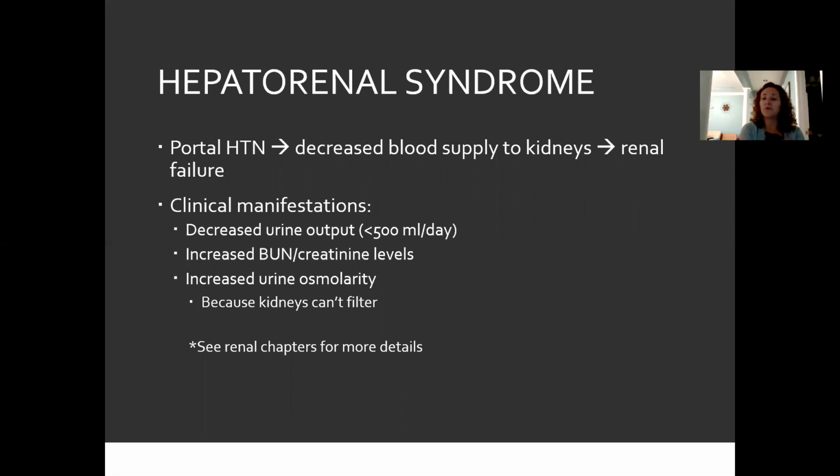Sorry, guys. So the portal hypertension is going to cause blood to back up into the GI system and not provide enough blood to the kidneys. If the kidneys are not getting perfused, then it's going to lead to renal failure. We're going to talk about renal failure in detail in the renal section, so do not get into detail on this slide. You don't need to know a lot. What we are going to see is decreased urine output, elevated BUN and creatinine levels, and that's an indicator of kidney failure, and then increased urine osmolarity, meaning that the urine is going to be more dilute because the kidneys can't filter properly.